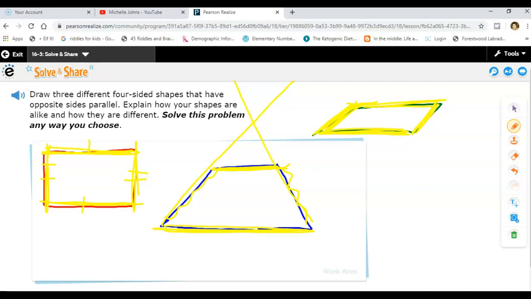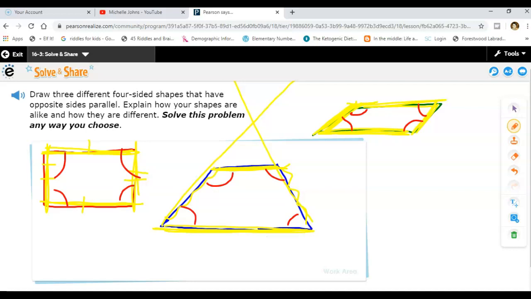So now, how are these shapes alike and how are the shapes different? Well, one way that they're all alike is they all have at least one pair of parallel sides. They all have four sides. They all actually have four angles as well, right? In the corners here are our angles. So each one of these figures has four angles. Okay, you see that? So those are different ways that they are alike.